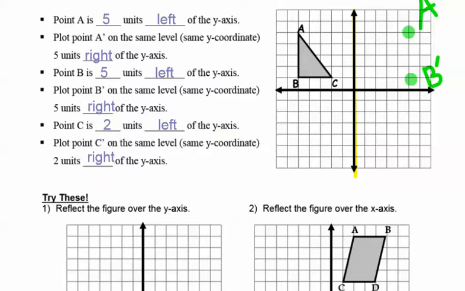So let's go and plot it on the same level. So on the other side of y, 1, 2. And we're going to call that our C prime. Okay, and then when we go to make our lines, to make the shape, put it kind of back together after doing our points, we should have that same image, but it is flipped.